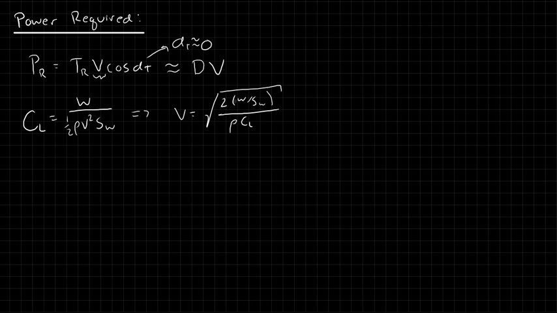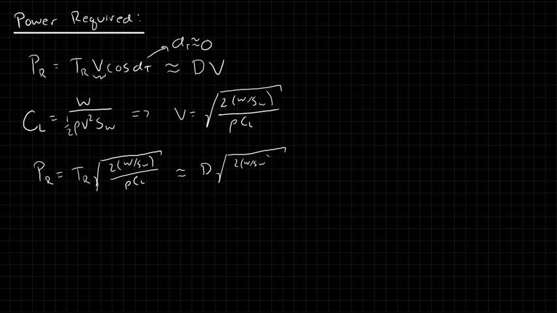Okay? Well, great. Let's plug that back in. Now we have the velocity as a function of the lift coefficient, the weight, the wing area, and the free stream density. So P_R equals T_R times root of 2W over S_W rho C_L. And of course, this is nearly equivalent to drag times the same thing. Again, here we've assumed that the thrust angle is very close to 0, so the cosine term is not here on the end.